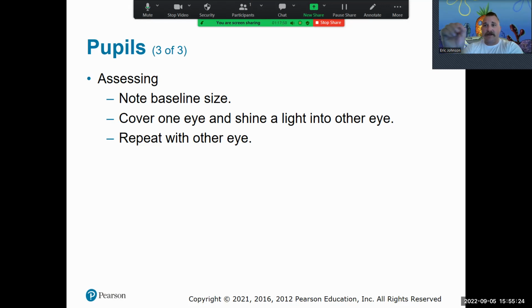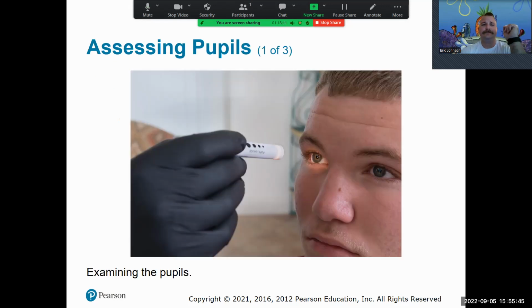We'll go ahead, we'll shine it in. And I realize that on my end, I'm doing it the way I normally do it, but we'll again practice in class, and then we'll go ahead and cover that eye, go over to the other eye, shine the light in, remove the light, and then note the size, reactivity. We're going to note size, reactivity, and shape.